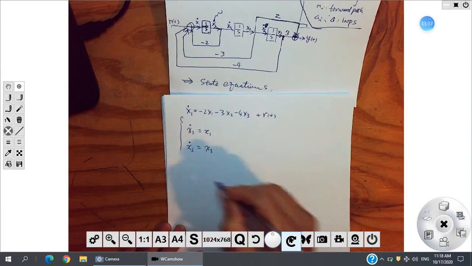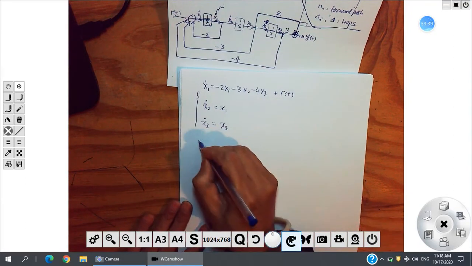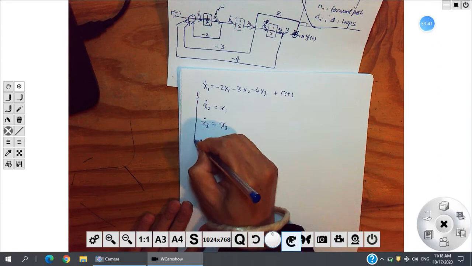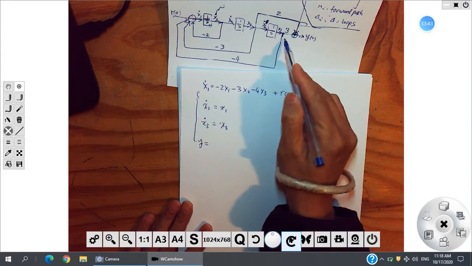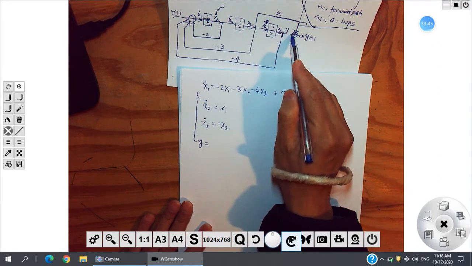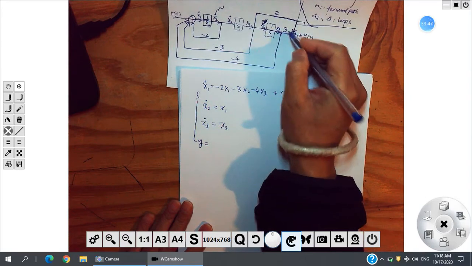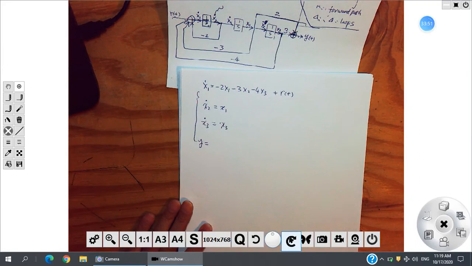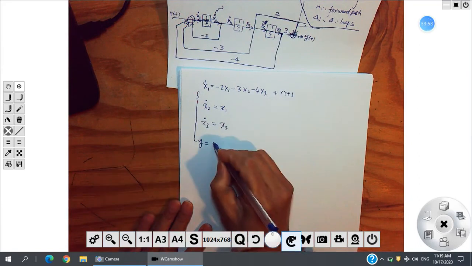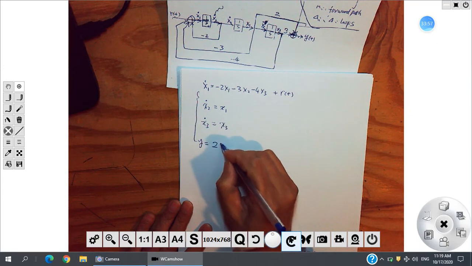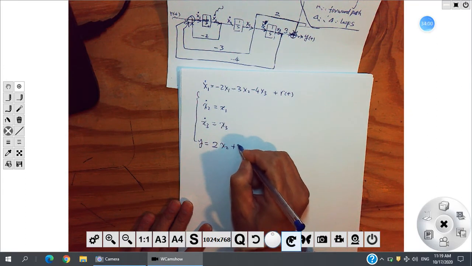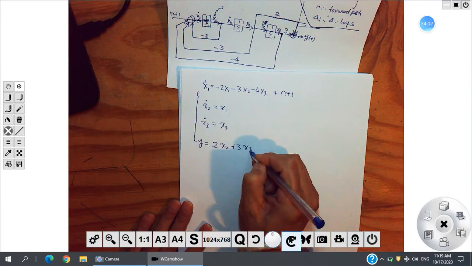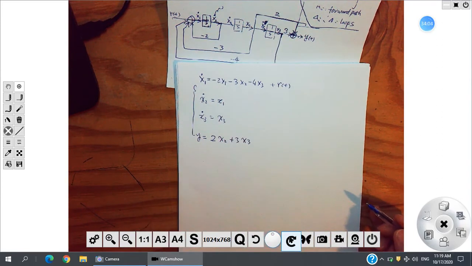Finally, you have a y. Y is this one, x3, right? Here's a summation: x3 times 3 and x2 times 2. So 2 of x2 plus 3 of x3. Alright, now we have our result.